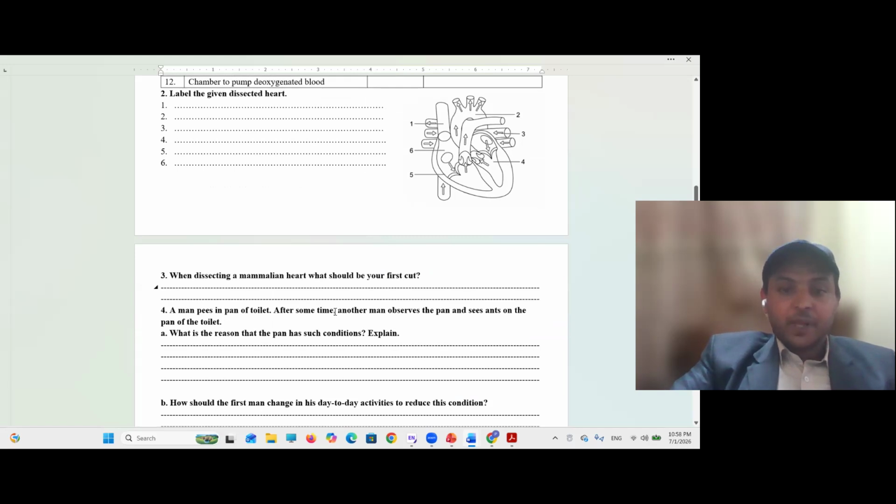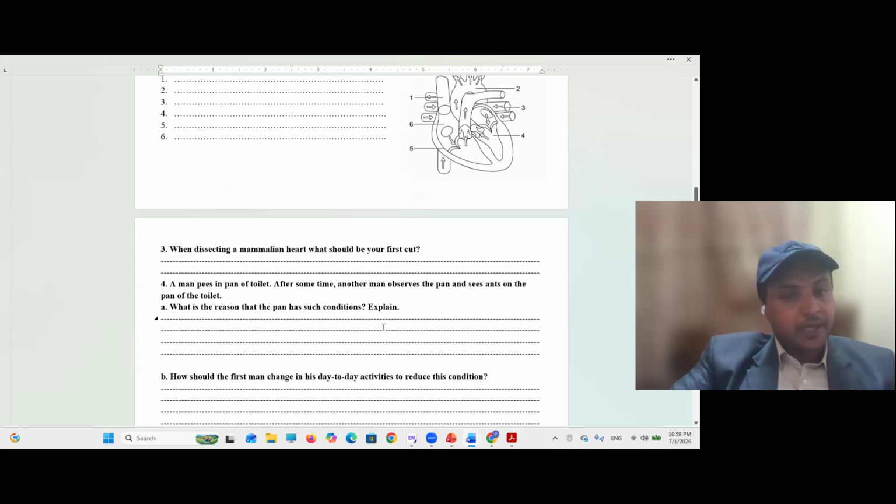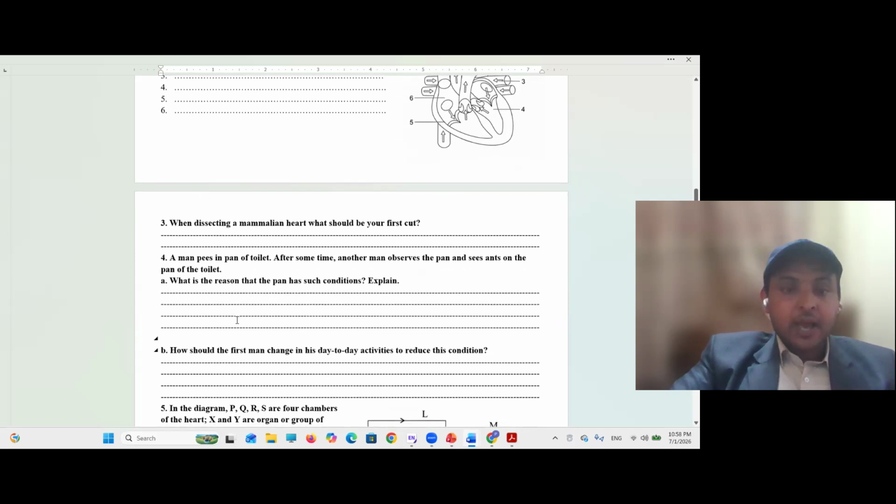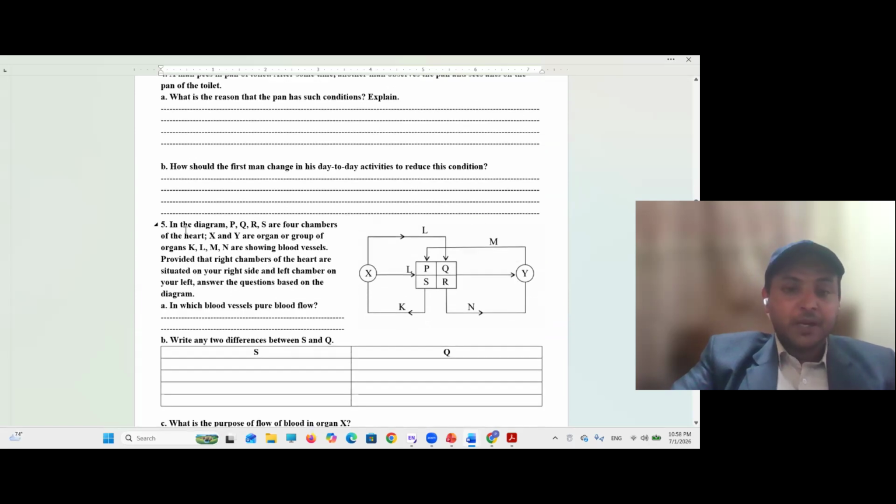After some time, another man observes pen and sees ants on the pan of the toilet. What is the reason that the pan has such a condition? They will guess the answer. And here is another question. In different questions, the students explore the answer like this.